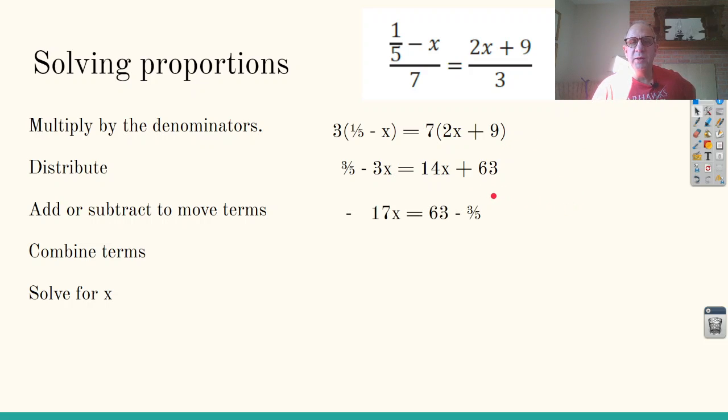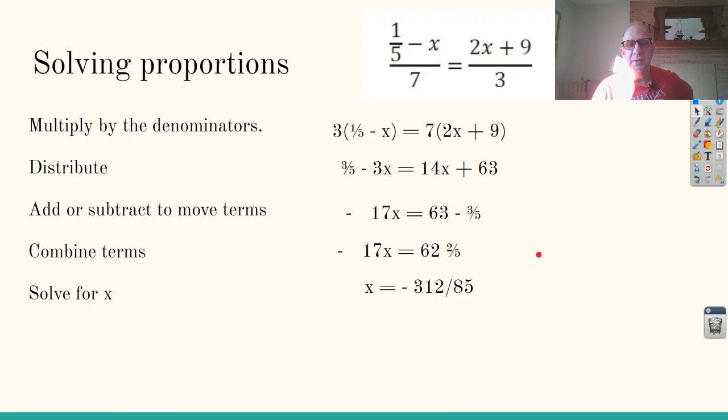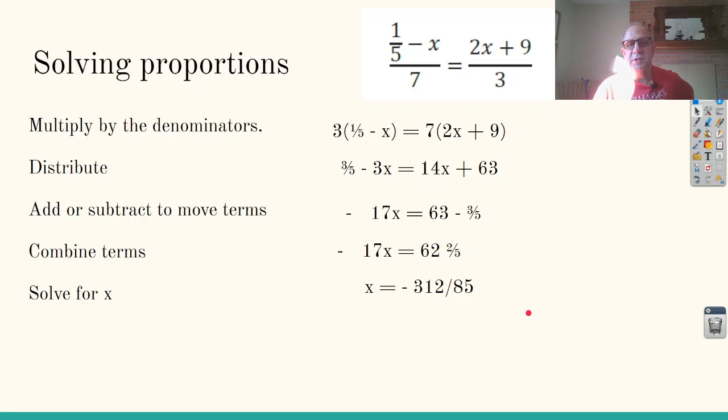If I add and subtract on both sides, I'm going to subtract 14x from both sides, and I'm going to subtract 3/5 on both sides. I did that because it's easier to subtract 63 minus 3/5 in my head. So I've got negative 17x equals 62 and 2/5. And divide by negative 17 on both sides gives me 312/85. I did not do that in my head. I did that with a calculator: 5 times 62 plus 2, and then divide by negative 17.